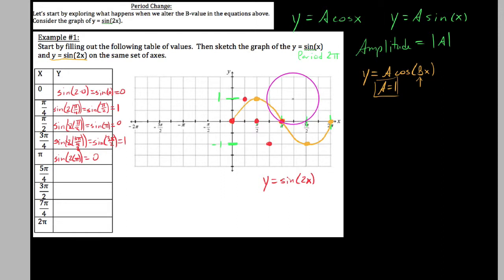As a matter of fact, I'm going to go ahead and fill in the rest of the graph. It does this little ditty right here. But what I want us to see is this. When we start messing around with this b value, the thing we're taking times our x value, what we're really doing is we're altering the period of the graph.